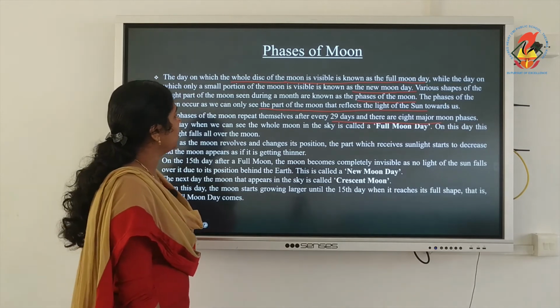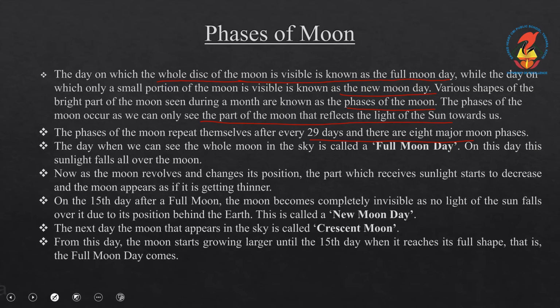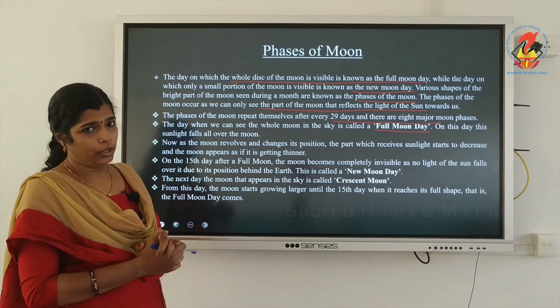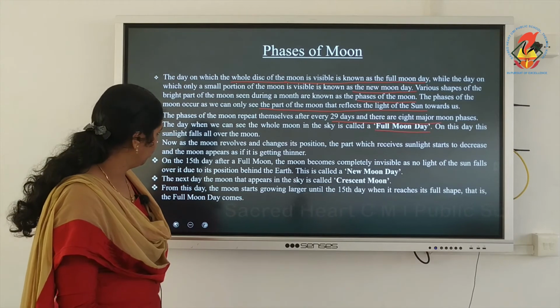The day when we see the whole moon is a full moon day. On this day, the sunlight falls all over the moon, so we will see the full disk of the moon. That is known as a full moon day.